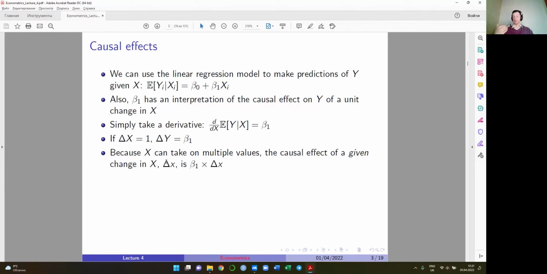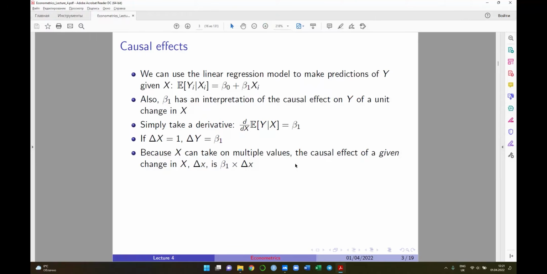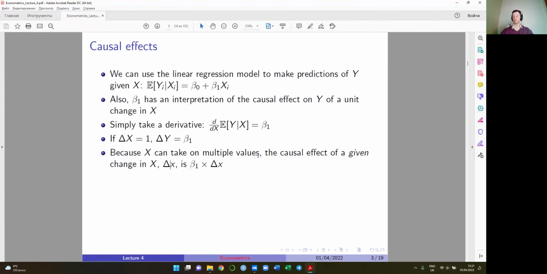Well, because x can take multiple values, x is a continuous variable, the causal effect of a given change in x is beta 1 times delta x. So x is not changing by 1 unit. X can change by 2, 3, 4, 5 units, and so on. This is going to be delta small x. And then we take beta 1 multiplied by this change in x, and we can predict the causal effect of this change on y.